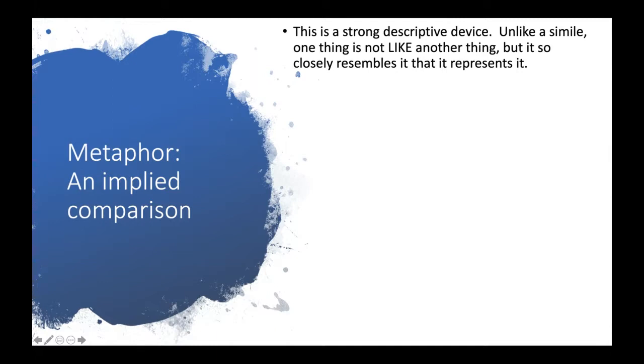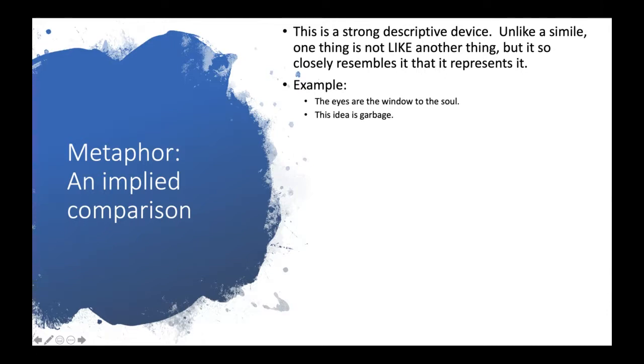And so unlike a simile, one thing is not like another thing, but it so closely resembles it that it represents it. For example, if I said, my purse is a trash can. Well, that is a much more powerful example of how messy my purse might be than saying, well, my purse is like a trash can. Those are two very different things. And a simile makes two things similar. But a metaphor, one thing represents it.